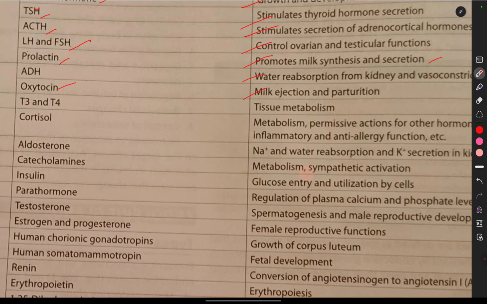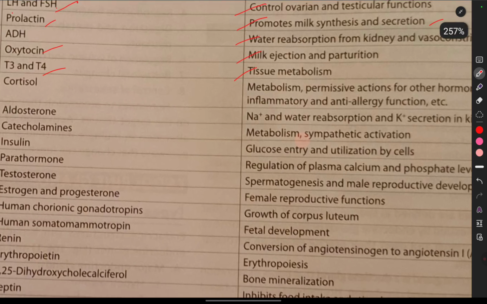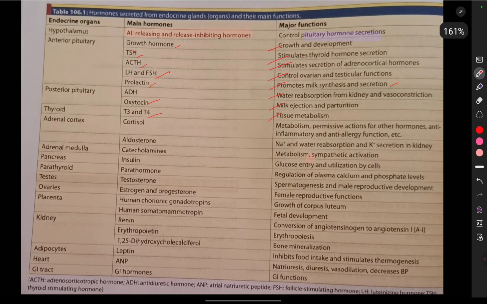Oxytocin is the milk ejection and parturition hormone, and sometimes it is also called the love hormone or the bonding hormone. Whenever you feel good, there is a release of dopamine and oxytocin. So yeah, now T3 and T4 help in tissue metabolism, that is the thyroid hormones. And cortisol, okay, let's see from here.